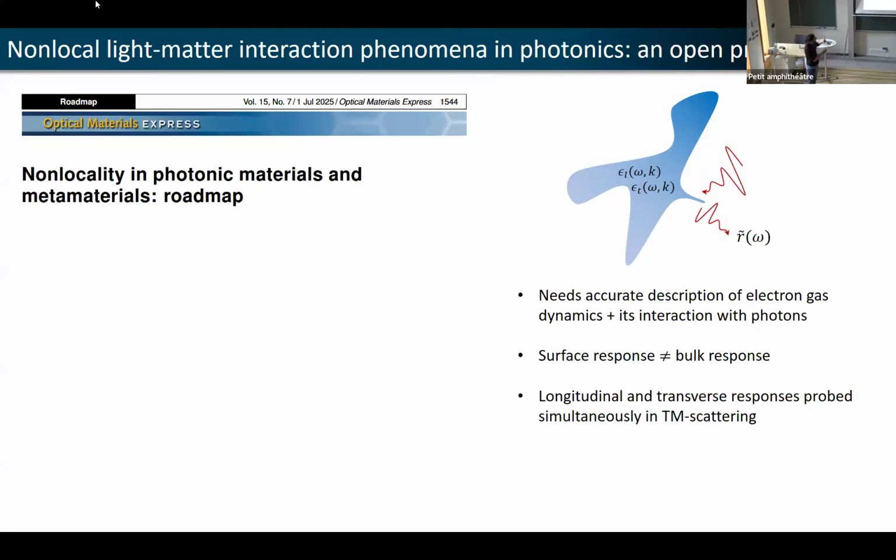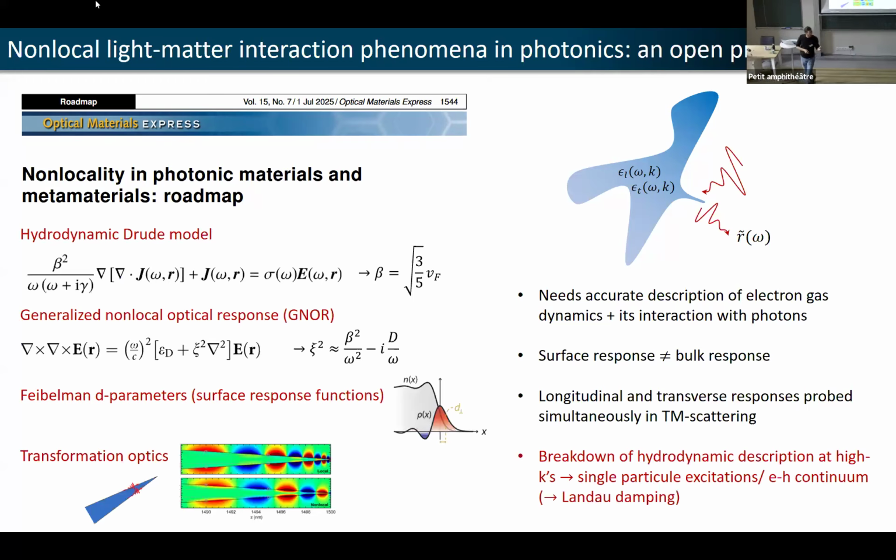These waves, when they are transverse magnetic, probe simultaneously in a complex way, longitudinal and transverse. So all these things mix a bit together, and this makes the problem difficult to tackle theoretically. So there have been different approaches. I'll just mention a few. I'm not really a specialist of all these approaches, but typically people have described.